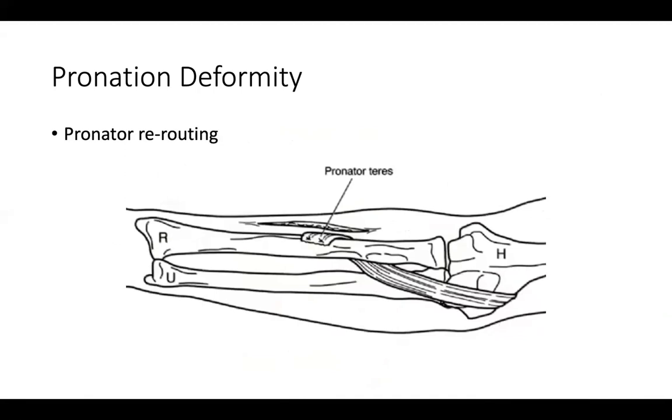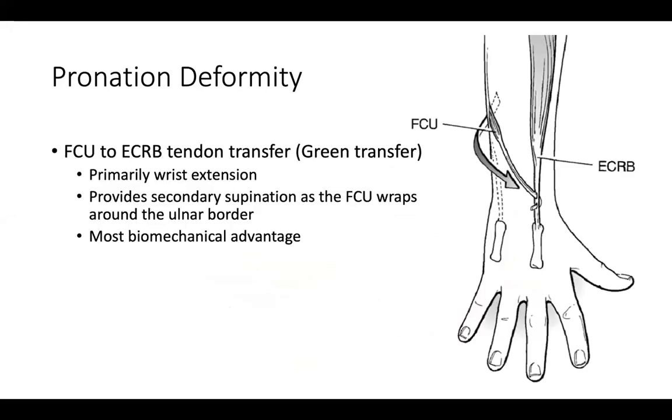A pronator rerouting is often done as well, where the pronator is released and then passed around the other side of the radius to change its vector and convert it into a supinator. And then the FCU to ECRB tendon transfer, or the Green transfer, is also an option. This is primarily done for wrist extension, but as the FCU is brought around the ulna, it also provides secondary supination. And so that is a good option to treat two problems at once with one procedure. And lab studies have actually shown that this transfer provides the most biomechanically effective transfer for supination compared to the pronator rerouting or the brachioradialis rerouting.